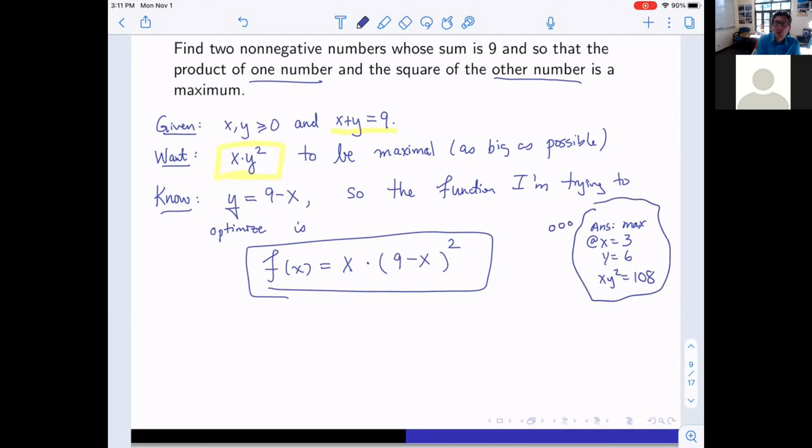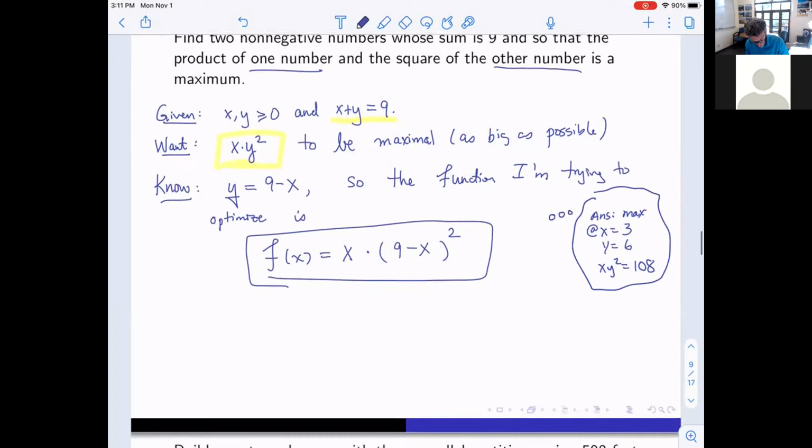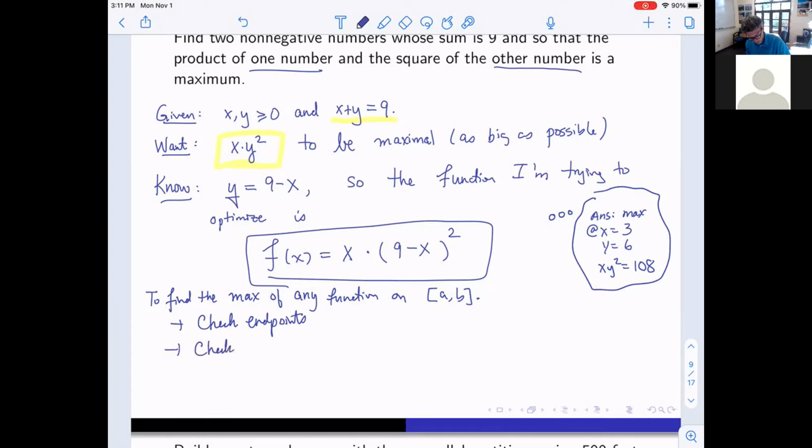So that's going to be our thought at what the answer is. But let's see what the calculus says. Let's see what we get by looking at equations. So I have this function, f of x equals x times 9 minus x squared. And I know to find the max of any function on a closed interval, say the closed interval from a to b, what do I need to do? I need to check the endpoints, and I need to check what happens at critical values.